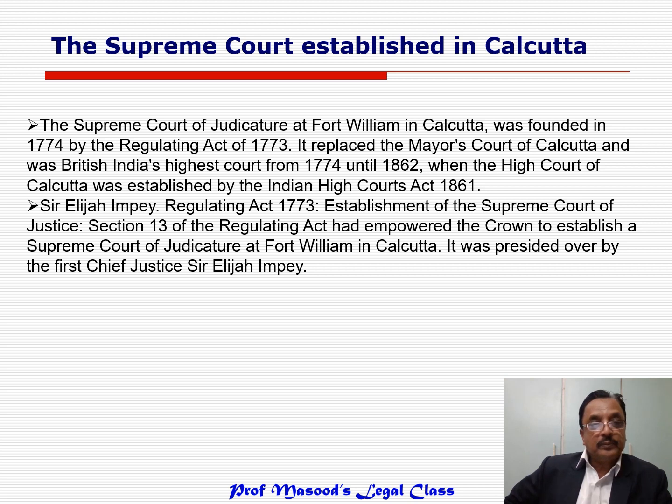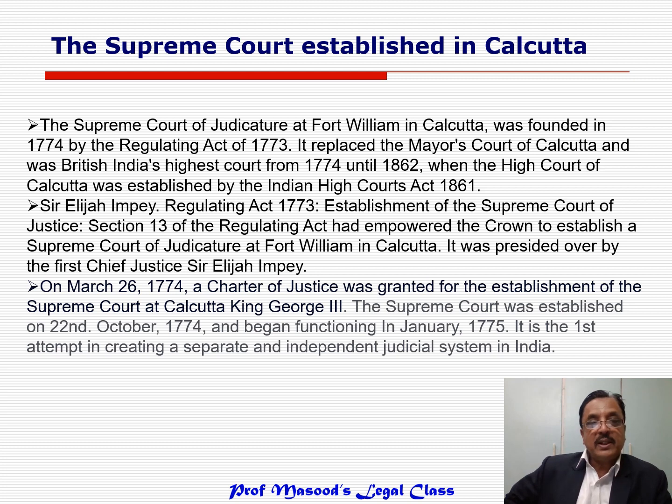Sir Elijah Impey. Regulating Act 1773, establishment of the Supreme Court of Judicature. Section 13 of the Regulating Act empowered the Crown to establish a Supreme Court of Judicature at Fort William in Calcutta. It was presided over by the first Chief Justice, Sir Elijah Impey.